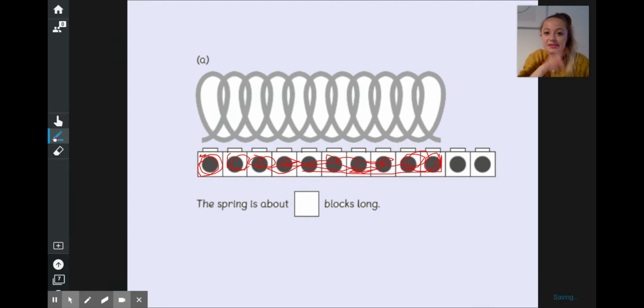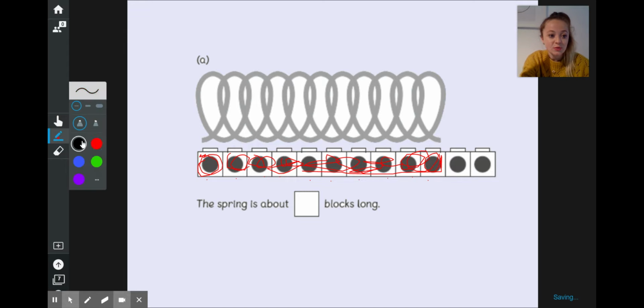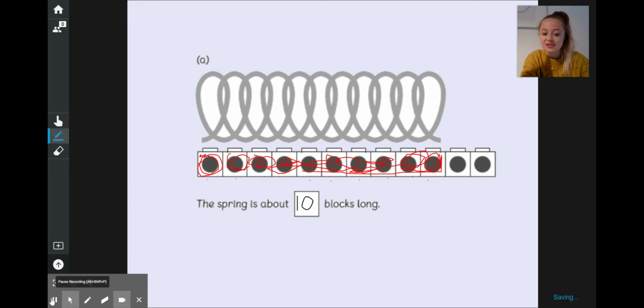So this is a spring that we are measuring here. How many blocks long is the spring? 1, 2, 3, 4, 5, 6, 7, 8, 9, 10. So in the box, remembering to always, always write in pencil. So switch back to your pencil. The spring is about 10 blocks long. You've got a few questions to solve like that.